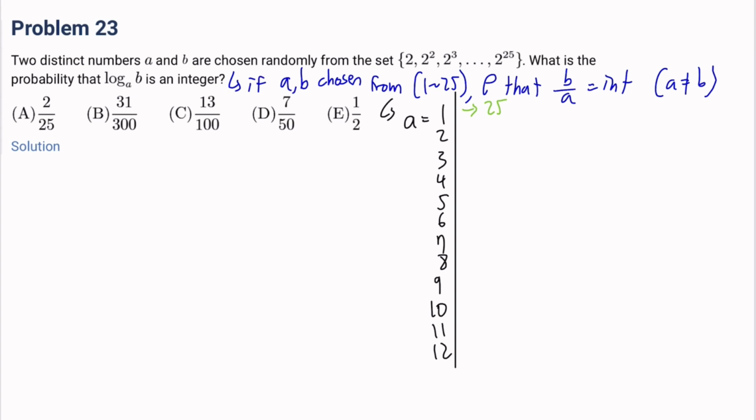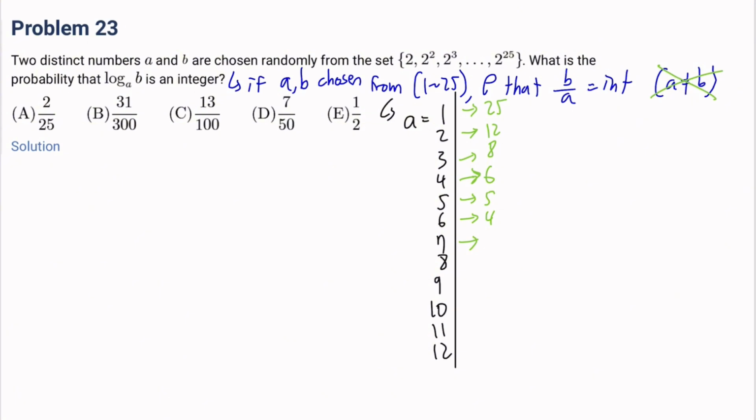So let's not consider this for now, and let's say that a can equal b. Then for a = 1, b would have 25 possibilities, and for 2, that would have 12 possibilities, because 25 divided by 2 has a quotient of 12, and 25 divided by 3 has a quotient of 8, so this is 8. 25 divided by 4 has a quotient of 6, so that's 6. And 25 divided by 5 has a quotient of 5, that would be 5. This would be 4.